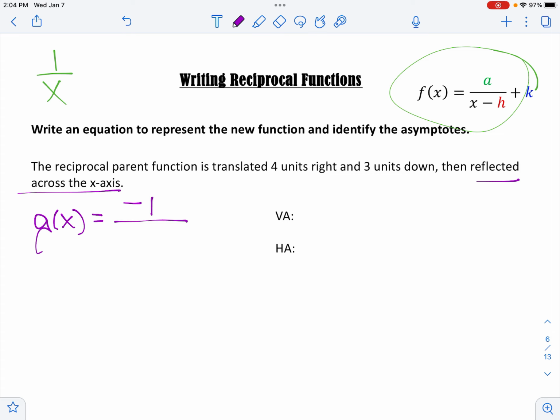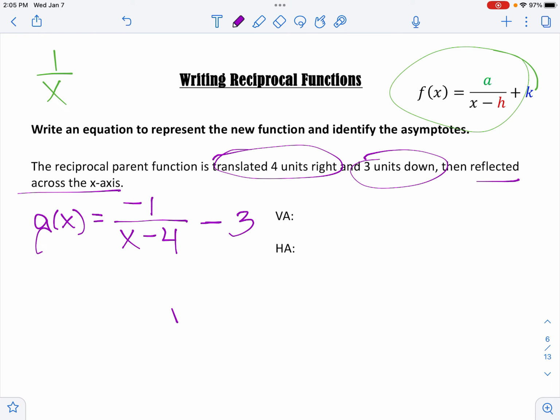Now, 4 units to the right. Okay, well, that's the h down here. Now, to the right, normally is positive, but remember, this is where it's opposite, so I'm going to write x minus 4. And then 3 units down. So that is normal. My k would just be minus 3. There. You've just written the function. That's it.